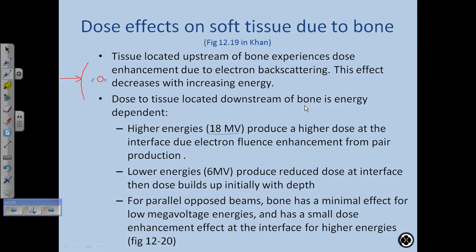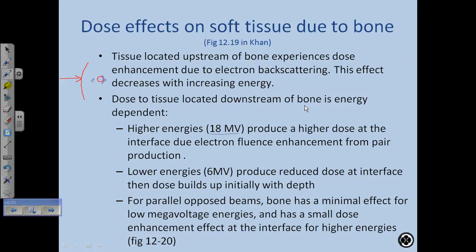enhancement in the bone. So this is the dose at the interface. This is the dose right here. So at higher energies, you're going to get a dose enhancement right there. At lower energies, such as 6 MV, we produce a reduced dose at the interface, then dose builds up initially with depth. Okay, so for 6 MV beams, I have graphs of this with metal, but it's sort of analogous. So at 6 MV, the dose is lower at the interface, and then it builds up. There's a build-up curve that happens.